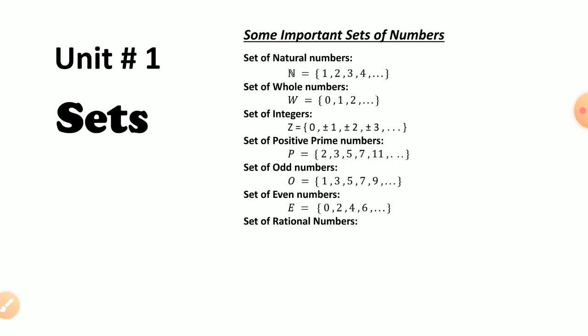Next we have a set of rational numbers. The set of rational numbers is represented by a capital Q and it includes all the numbers that can be written in the form of p upon q. p upon q means in the form of a fraction where p and q belong to Z and q is not equal to 0. It means all the numbers that can be written in fraction form will belong to the set of rational numbers. p is the numerator and q is the denominator, and the denominator q must not be equal to 0. Let us take some examples.